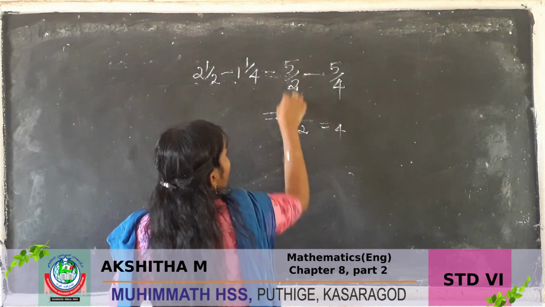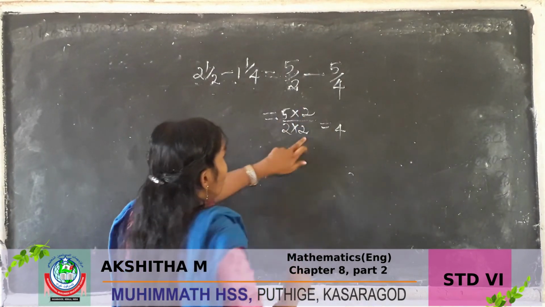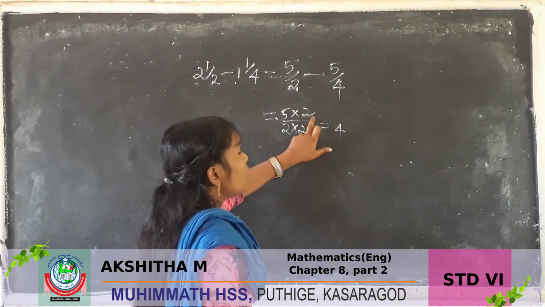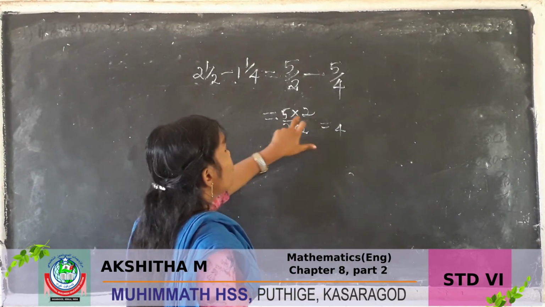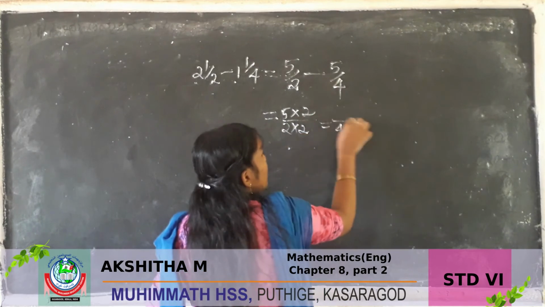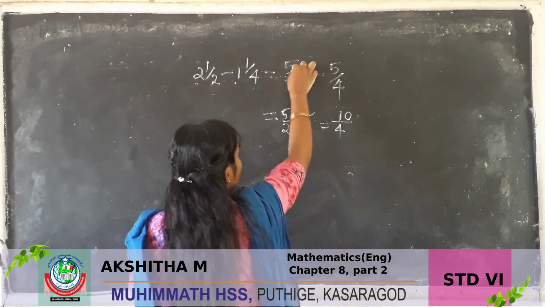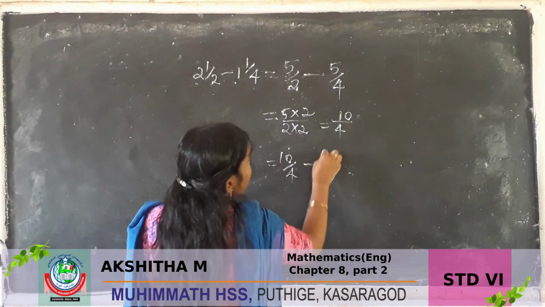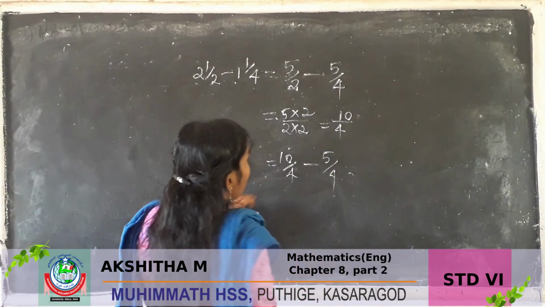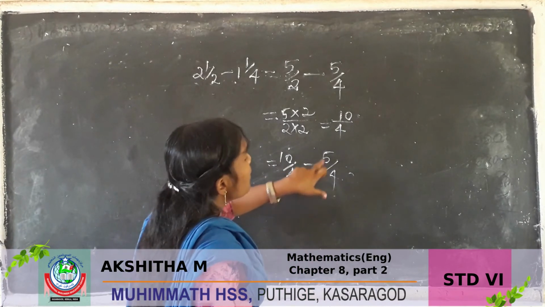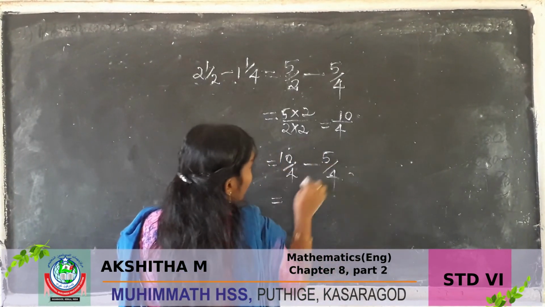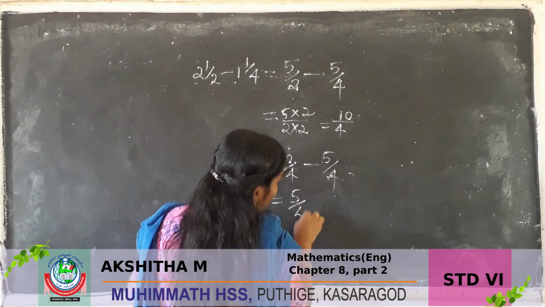Next 5 into 2. Here we have to multiply by the same number. 2 into 2 is 4. So again we have to multiply by the same number, 5 into 2 is 10. So 5 by 2 we can write 10 by 4 minus 5 by 4. 10 by 4 minus 5 by 4 is equal to 10 minus 5 is 5, and 4 we should write here.